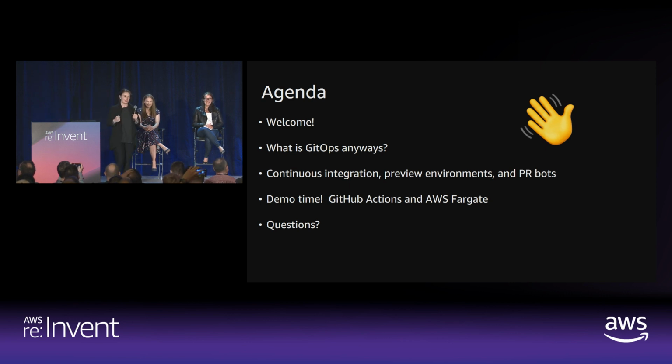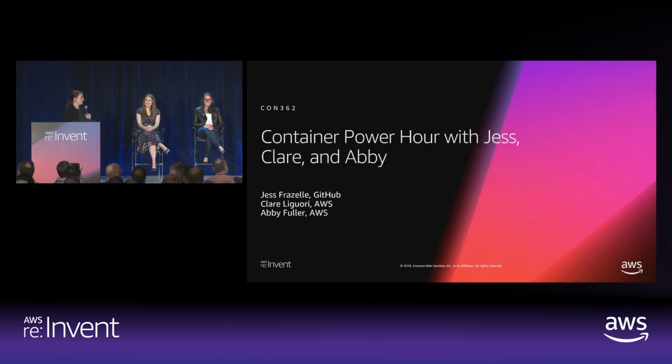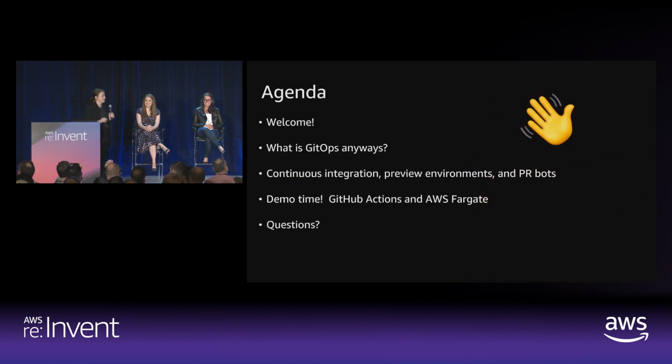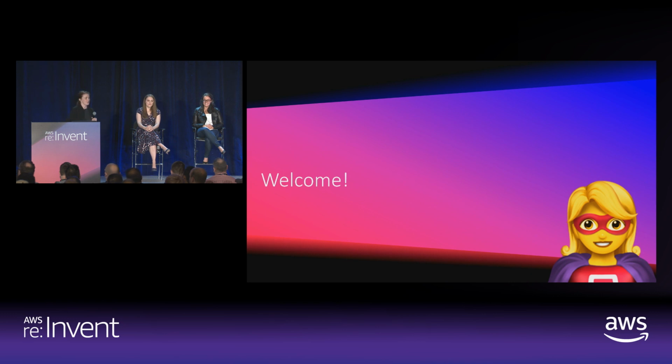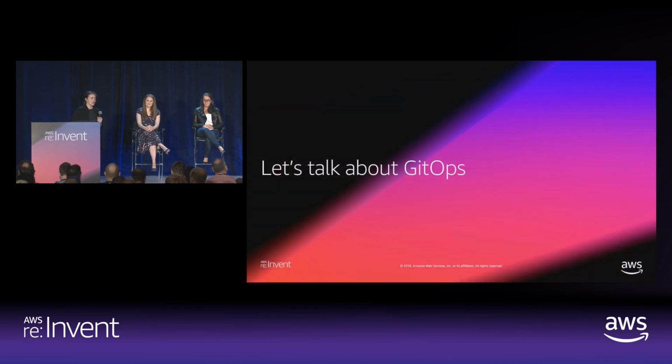I am contributing. Okay, well, if you didn't see the title, quick rewind, Container Power Hour. We're back in business. So we're going to do a little quick overview today. So broadly today, we're going to be talking about GitOps. I'll introduce it in just a second, and then I'll introduce Claire and Jess. Claire's going to cover continuous integration, preview environments. There's a demo, which is a game. And then Jess is going to do a different demo, which is on the new GitHub Actions with AWS Fargate. We are really excited that you all are here.